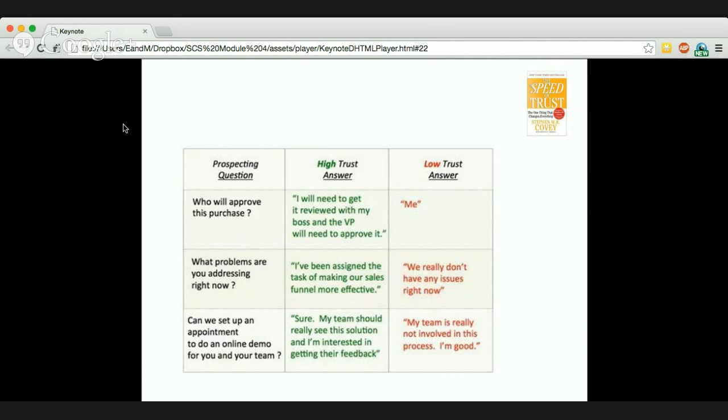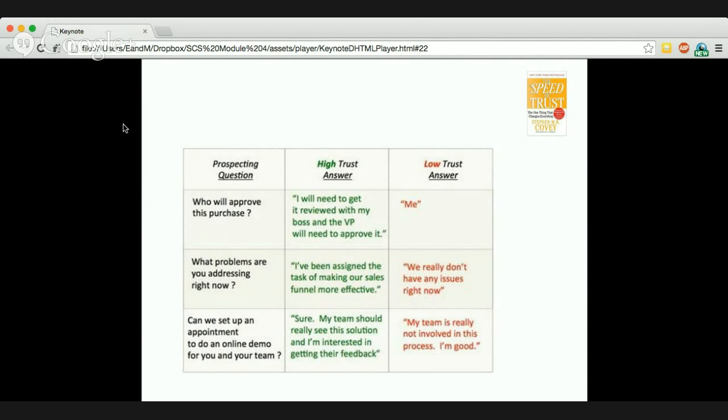Next question, what problems are you addressing right now? High trust answer would be, I've been assigned the task of making our sales funnel more effective. Whereas the low trust answer would be, we really don't have any issues right now. They're just trying to get you off the phone or get you out of the room.